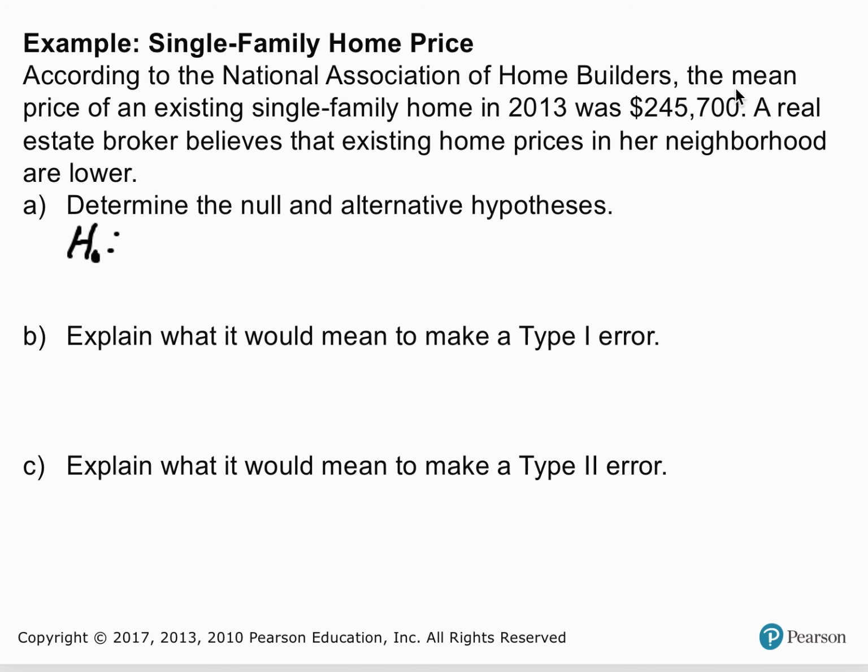Okay, we're talking about the mean. So the null hypothesis is that it's equal to the $245,700. So the alternative hypothesis would be what about the mean? She believes that the prices in her neighborhood are lower.